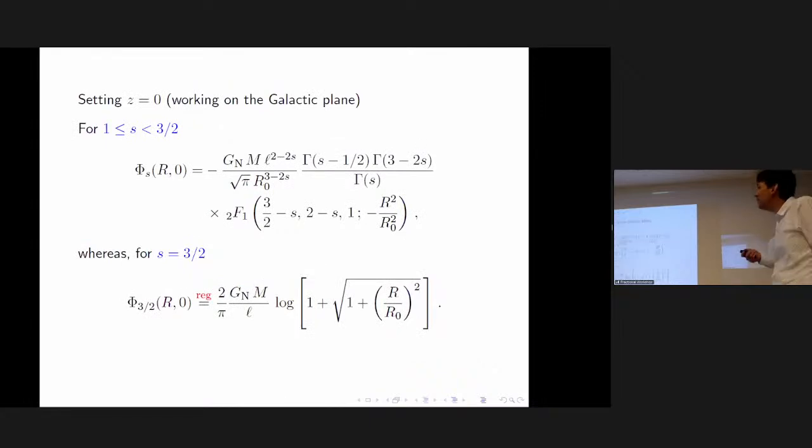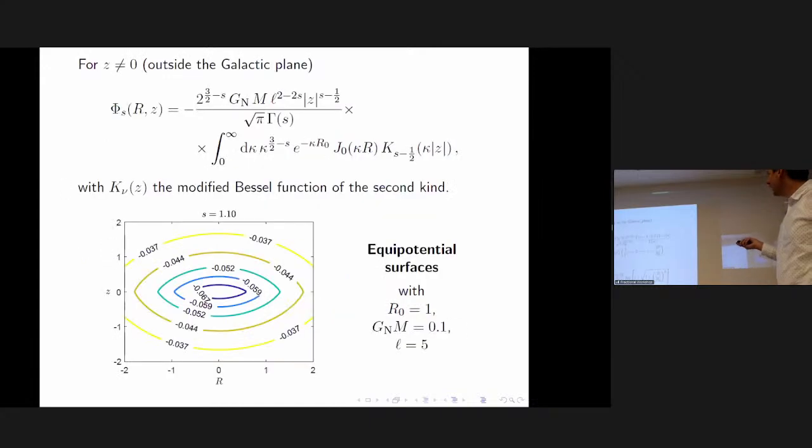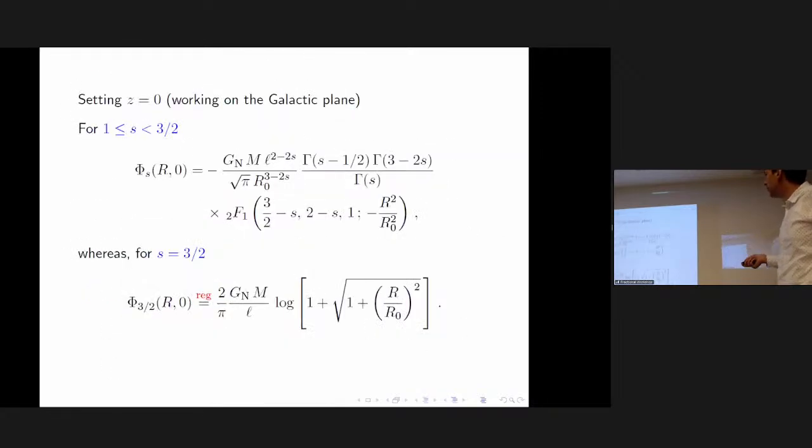Okay, instead if we focus on what happens on the galactic plane, which is exactly what we are interested in from a physical perspective, because we care about the motion of stars, and the stars in this model will lie on the galactic plane, we find these expressions for the potential for S between 0 and 3 halves, and for S equal to 3 halves. And again, we see that we can regularize the behavior of this potential in the limit for S approaching 3 halves, and we get this sort of logarithmic behavior plus a small correction.